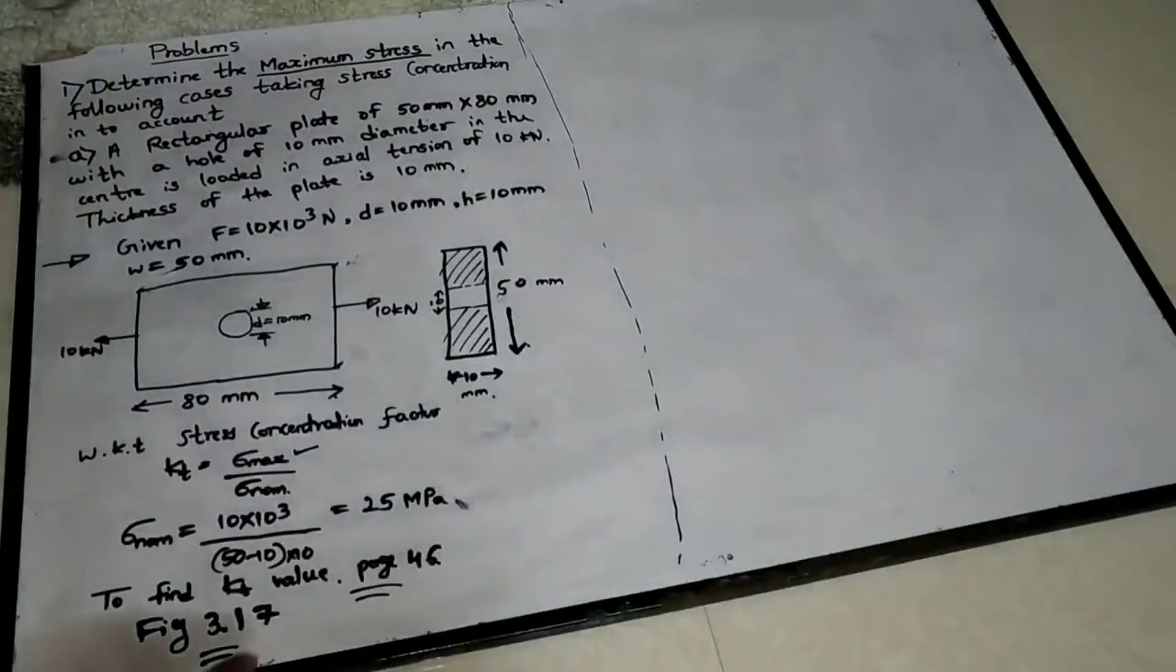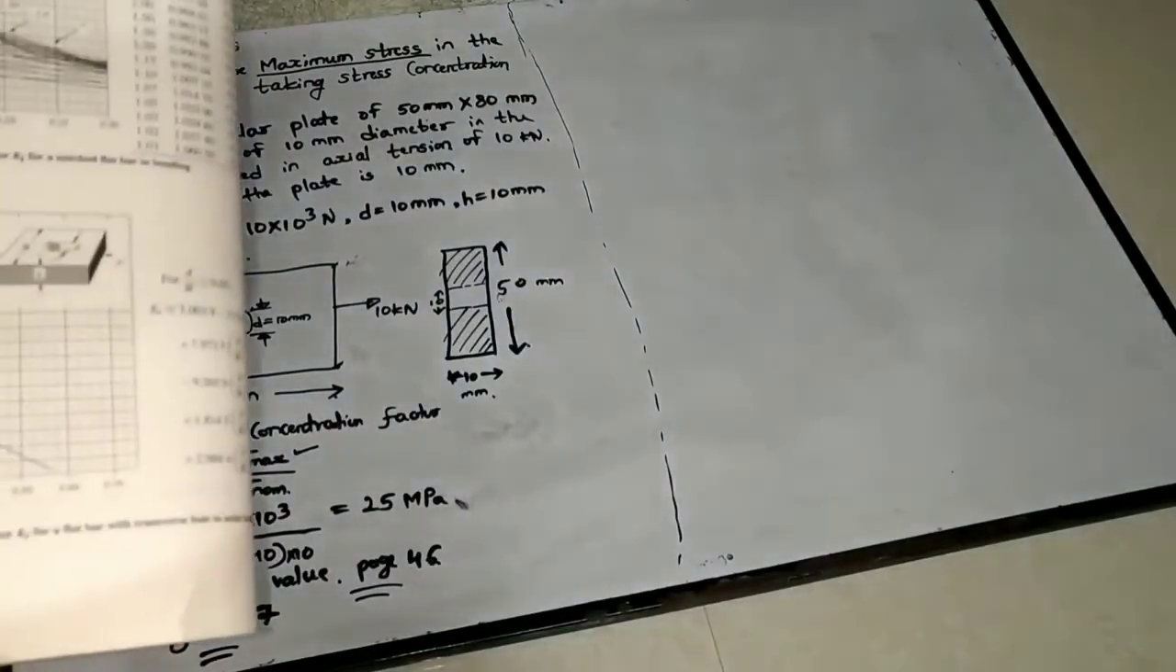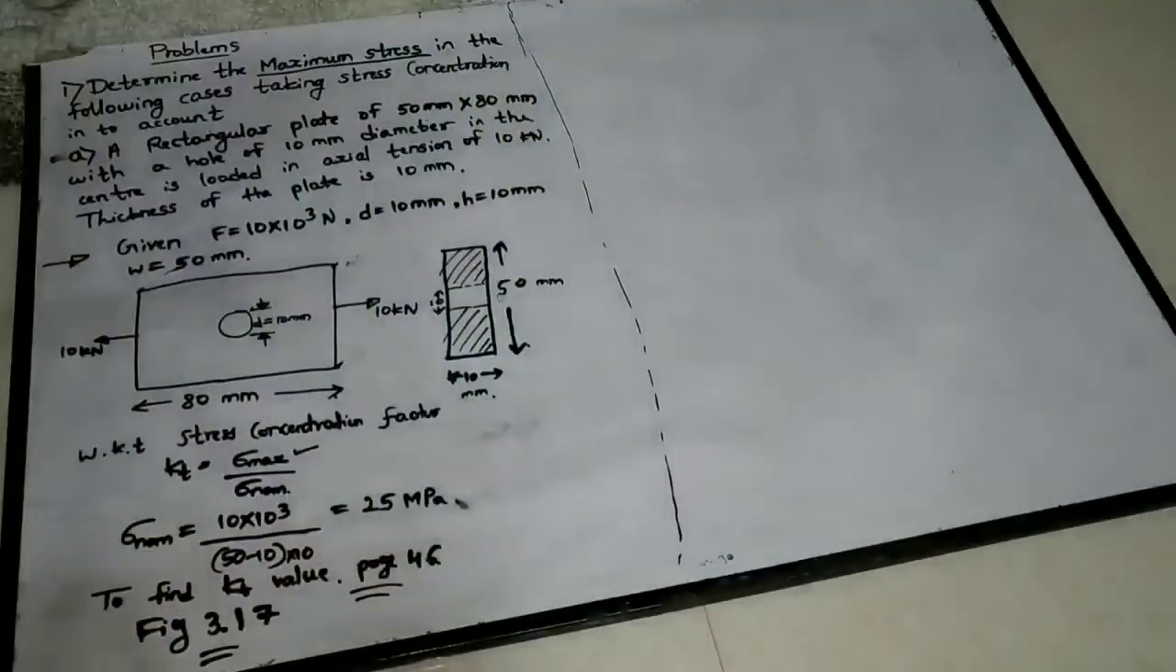What is the use of this figure? We are referring to this figure to find the stress concentration factor Kt. Right? Now how to refer? So you look at this figure now. Along the x-axis you have the small d by W ratio. First we'll write that. Okay.